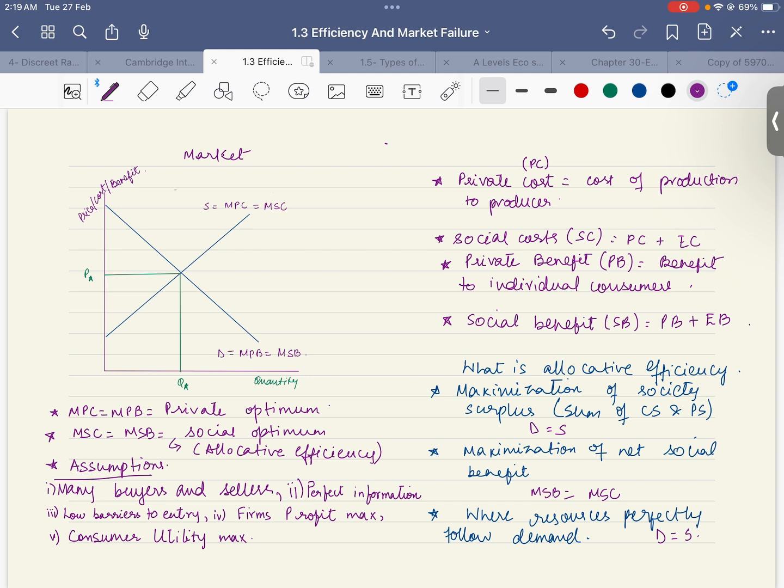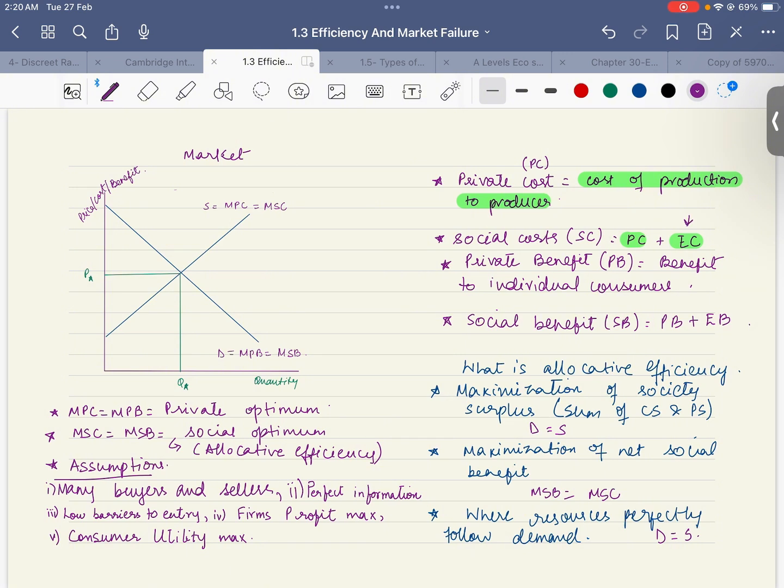So let's look at the first concept, which is the private cost. As you can see, I have written supply is equal to marginal private cost. But before that, we need to look at what private cost itself is. Private cost is the cost of production to the producer, and marginal private cost is the cost of producing an additional unit. Social cost is the sum of private cost and external cost.